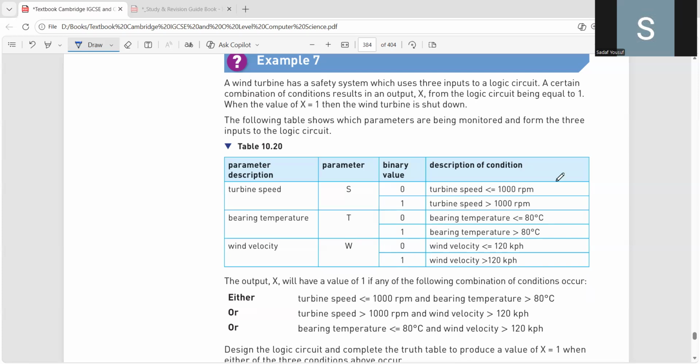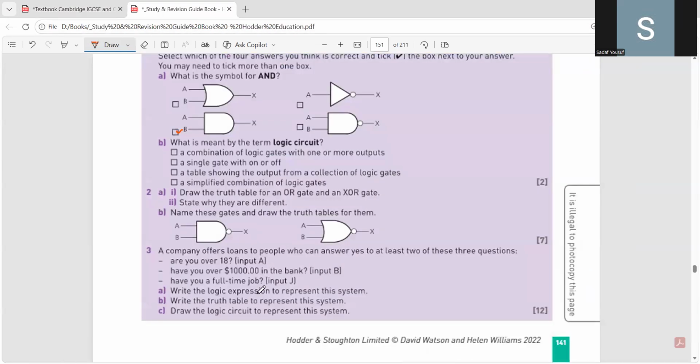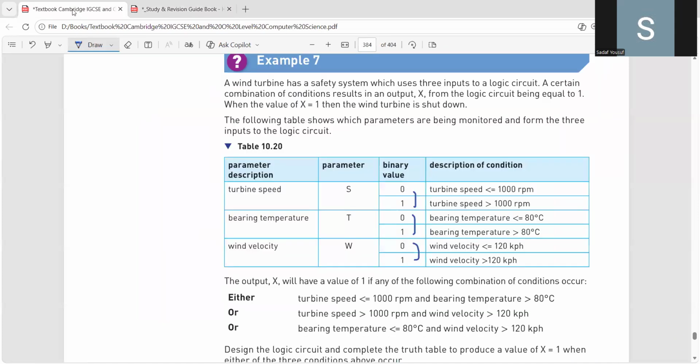So this is the understanding of the whole table with the descriptions, and they are simply there to make you understand. A few questions like this are in the paper, so please do attempt them and then get back to me if there is any confusion. One of the questions we have just seen was similar, in the study guide that we talked about. This is somewhat similar. So please do attempt past paper questions, and this topic must be very well prepared. Output X will have a value of 1 if any of the following combination of conditions occur. Now let's do it together.